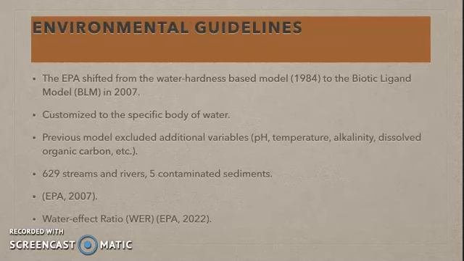The EPA transitioned from a water hardness-based model to the biotic ligand model in determining the thresholds of copper in the environment. This method is tailored to a specific body of water rather than a generic model that excluded necessary parameters such as pH, temperature, alkalinity, dissolved organic compounds, and other pertinent variables. Under the BLM model, the EPA determined that 629 streams and rivers and 5 sediment areas sampled were not in compliance with standards in the United States.